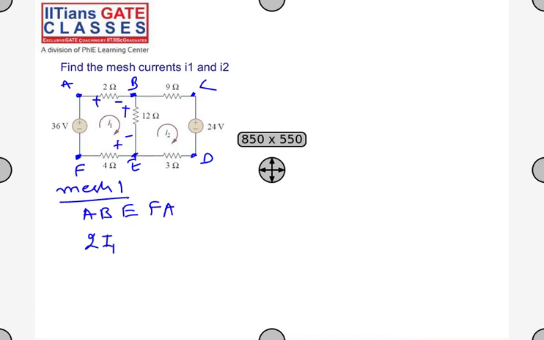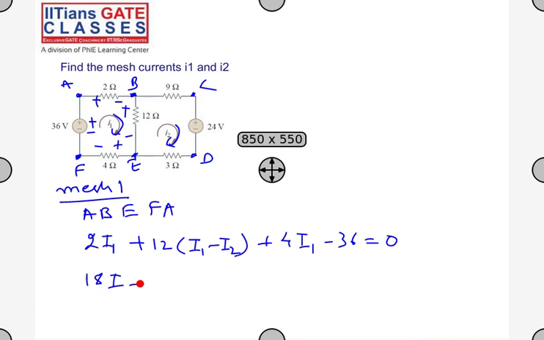I want to write all the voltage drops. 2 into I1 plus 12 into, what is the current in this branch? If this is I1 in this direction, and I2 in this direction, this will be I1 minus I2, plus 4 into I1 minus 36 is equal to 0. Minus 36, the first terminal you encounter in the voltage source, you have to do this. So 2 plus 4 is 6, plus 12, 18 I1 minus 12 I2 is equal to 36. This is my equation 1.